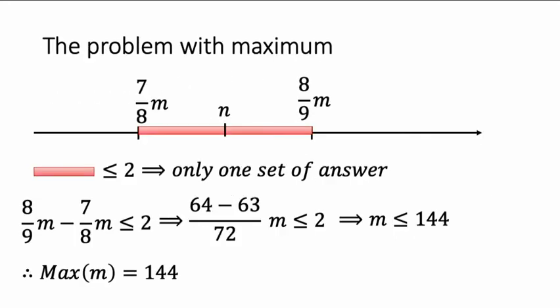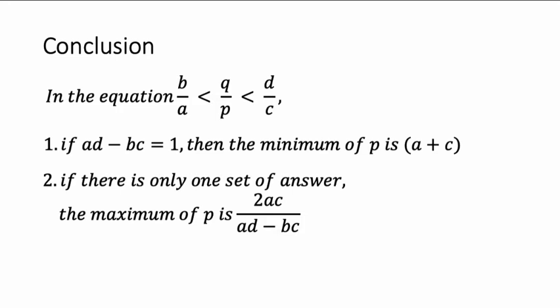So time for our conclusion for today. In the equation b over a lesser than q over p lesser than d over c, if ad minus bc equals 1, then the minimum of p is a plus c. If there's only one set of answer, the maximum of p will be 2ac over ad minus bc. Remind you that you can still use the second conclusion to solve for the maximum of p even though ad minus bc does not equal 1.